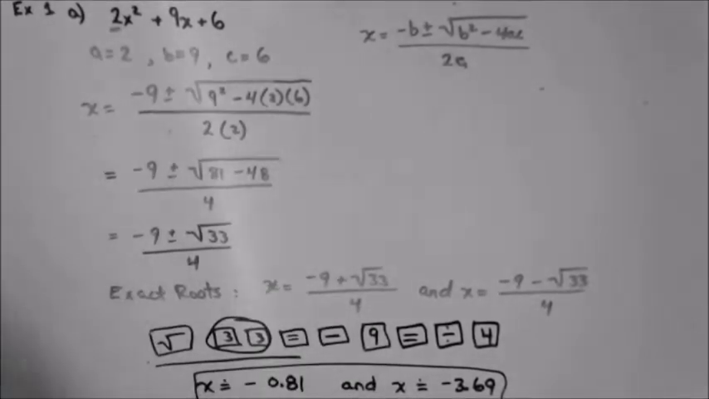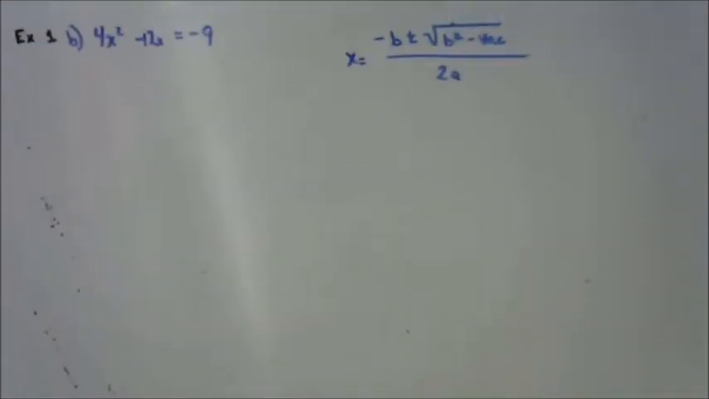In example 1b, we're given the equation 4x squared minus 12x equals negative 9. And right away I'm stopped because it's not in the right form. It's not in standard form. It doesn't have an equal 0 at the end. So I'm a bit stumped on how I'm going to apply my quadratic formula. What should I do in this situation?